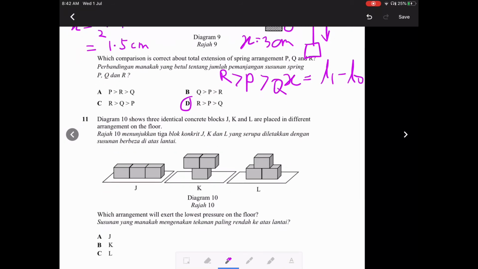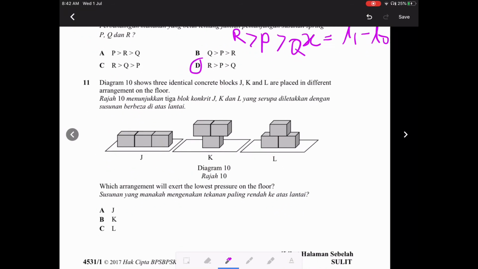Okay. Soalan number 11. Diagram 10 shows 3 identical concrete blocks J, K and L are placed in different arrangement on the floor. Which arrangement will exert the lowest pressure on the floor? So, ini ialah soalan pressure. So, P equal to F over A. Di mana dia nak lowest pressure. Bila lowest pressure, A dia kena besar. So, you kena cari luas permukaan yang paling besar.